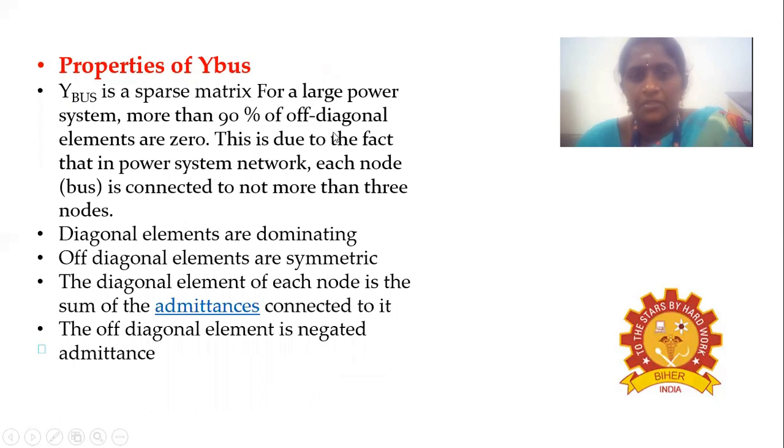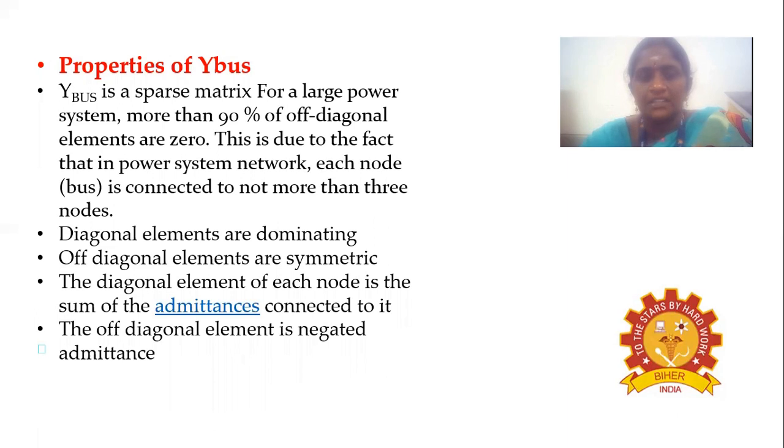Why are 90% of the off-diagonal elements 0? It means that in the power system, each node is connected to not more than 3 nodes. That's why, in the case of Y bus, more than 90% of the off-diagonal elements are 0. Then the diagonal elements are dominating. Diagonal elements means Y11, Y22, Y33, Y44 like that.